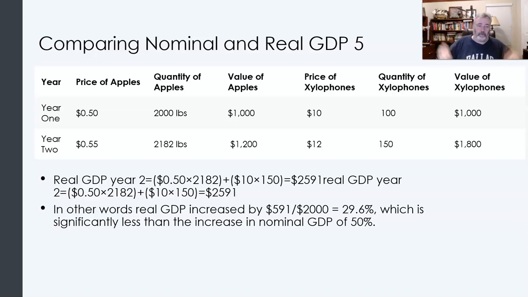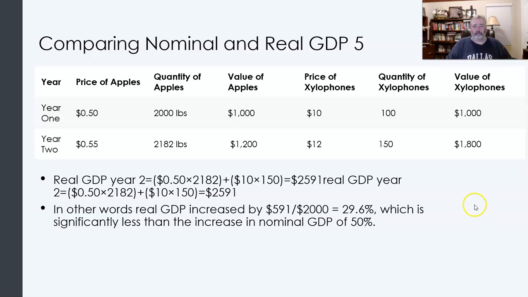29.6. Okay? But 30% basically. I rounded that up. All right. And that's almost half of what it was for nominal. So you can see that inflation accounted for a lot of the growth in GDP, and we don't like that. We don't want to know. That doesn't help us. We want to know what's the actual increase, right?